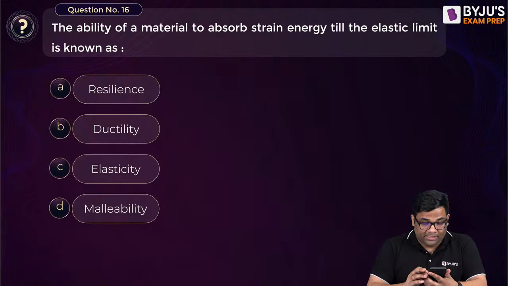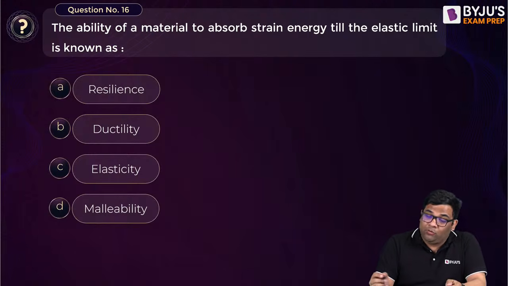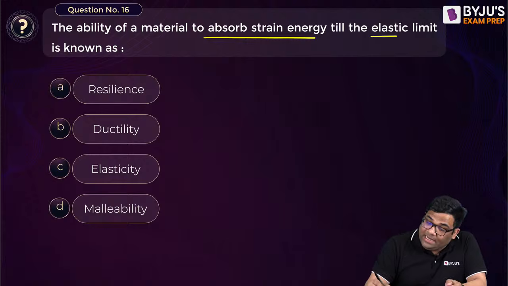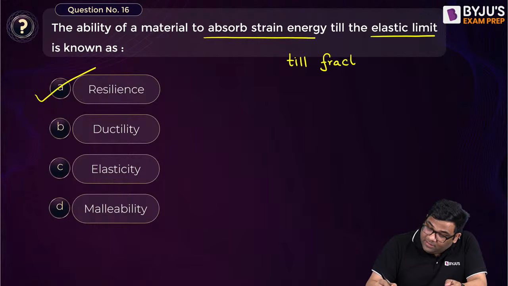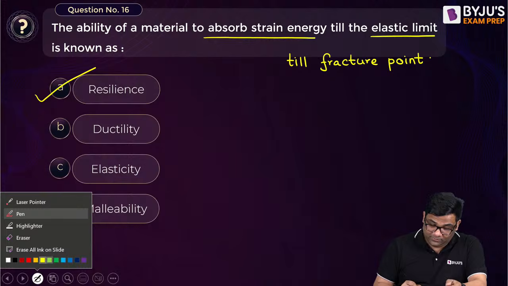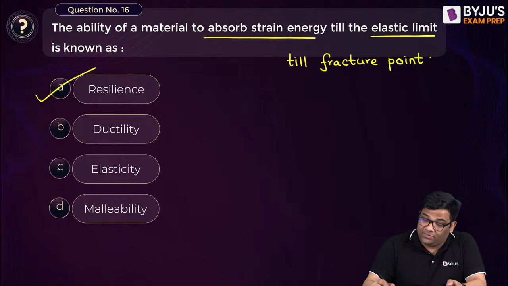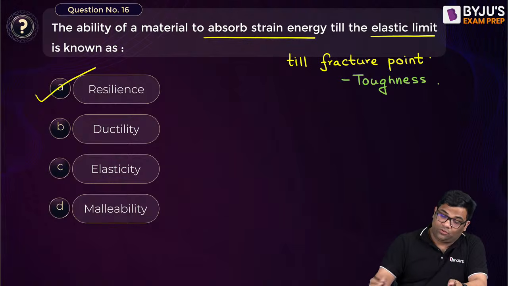Till elastic point is what? Tell me the right answer. Come on, fast. The ability of material to absorb strain energy till elastic point. Yes, it is resilience. And if I ask you till fracture point, what is the answer? It is not mentioned here. Toughness. Very good. Till fracture point, it is toughness. Question number 16 is over.